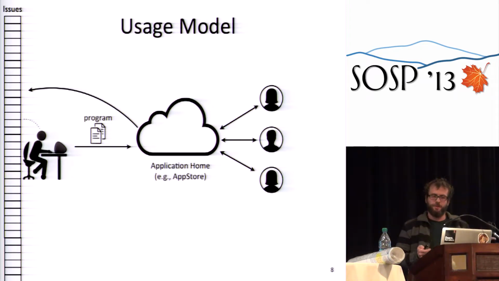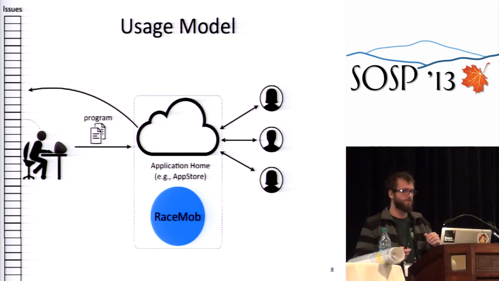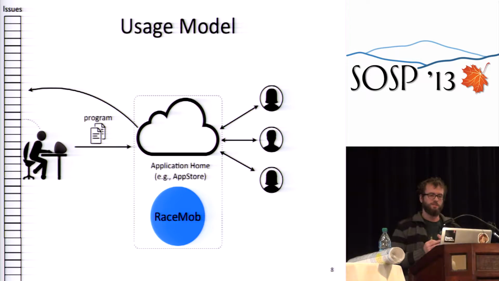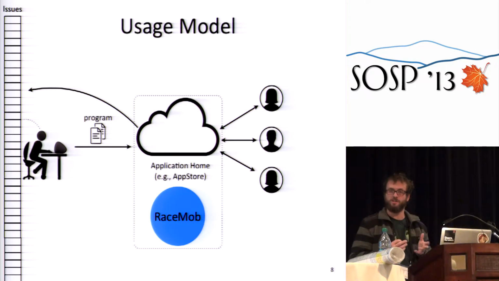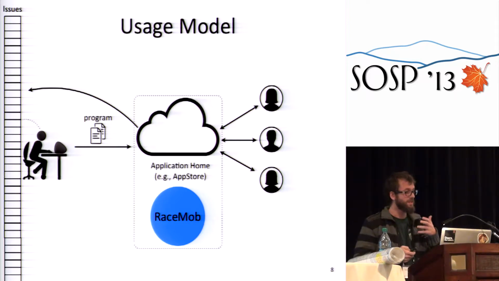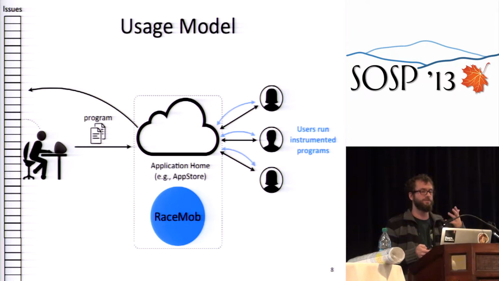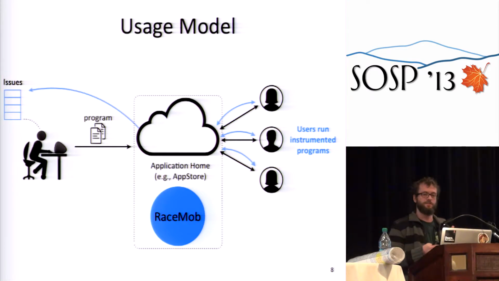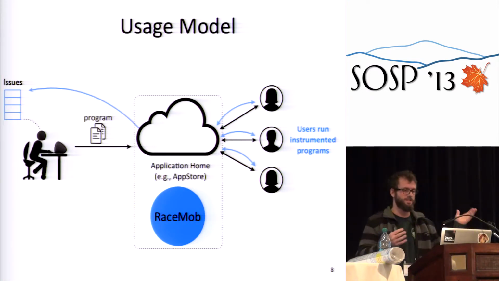With RaceMob, the flow is similar. Developers again upload the program to the application home. However, then RaceMob instruments the program with instrumentation around potentially racing accesses determined through static detection. The users use the program as they would use the uninstrumented one while performing data race validation. The instrumented programs report detected races back to RaceMob, and RaceMob produces the list of tagged issues.